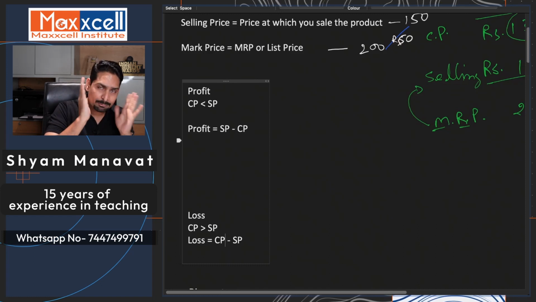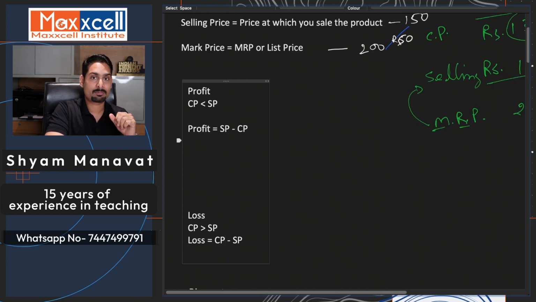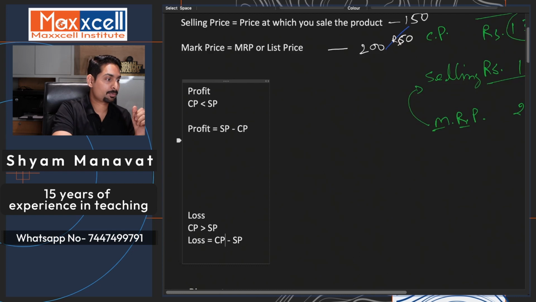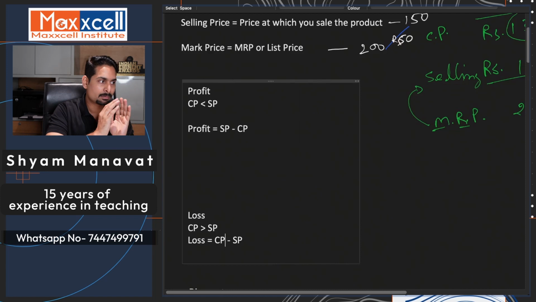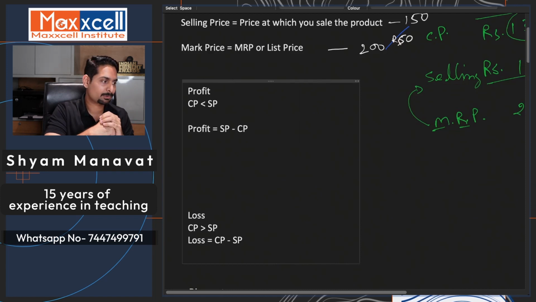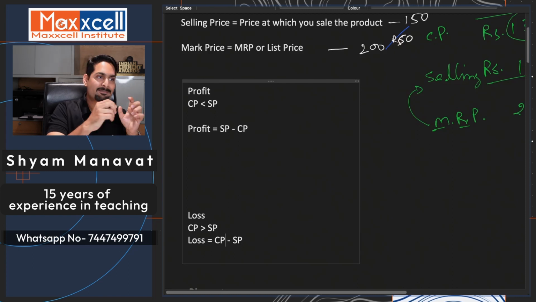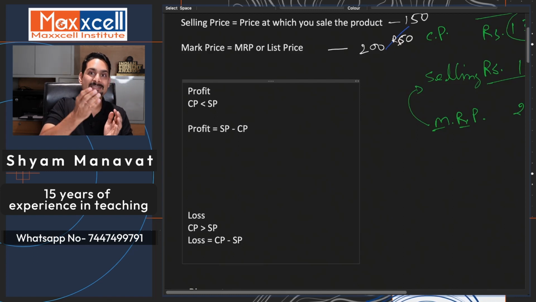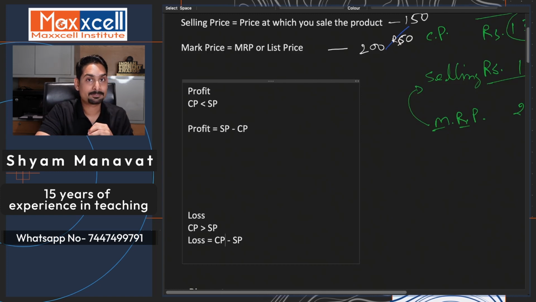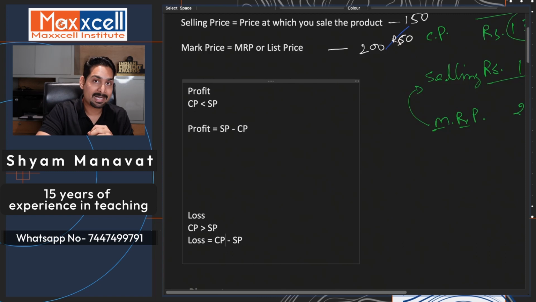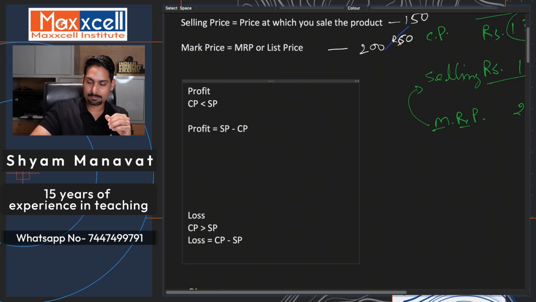You don't have to memorize many formulas. I'm not in favor of suggesting a lot of formulas. So keep it with basic logic, basic understanding. Profit is the difference between selling price and cost price. Loss is also the difference between selling price and cost price, but the definition is different. Profit is when you sell the product at a higher price. Loss is when you sell the product at a lower price. When you're selling the product at a lower price, in that case you have got a loss.